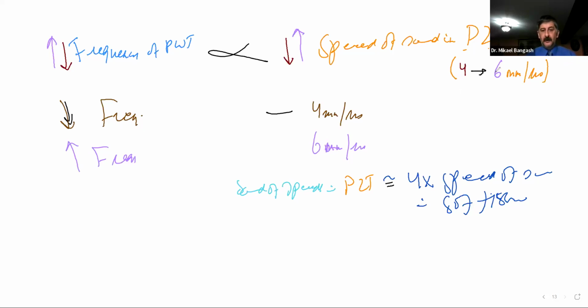But if you look at the range of the speed, we can say the lower the speed of sound in the active elements, the lesser will be the frequency of that transducer, and vice versa. The greater the speed, the greater will be the frequency of that transducer. Did you guys get that? So the frequency of a pulse wave transducer is directly proportional to the speed of sound in the piezoelectrical material. Did you guys get that? Yes. Good.